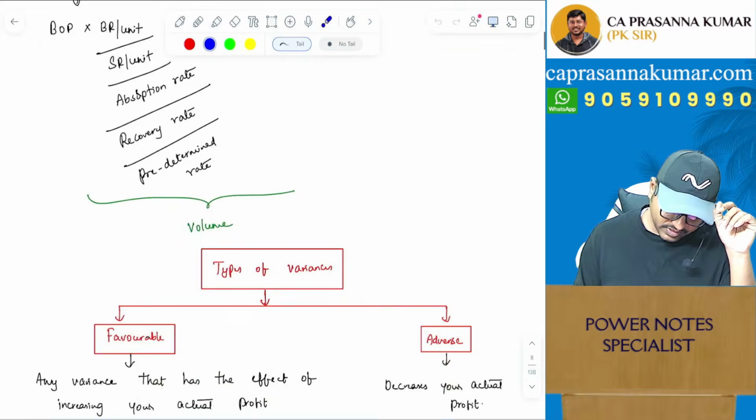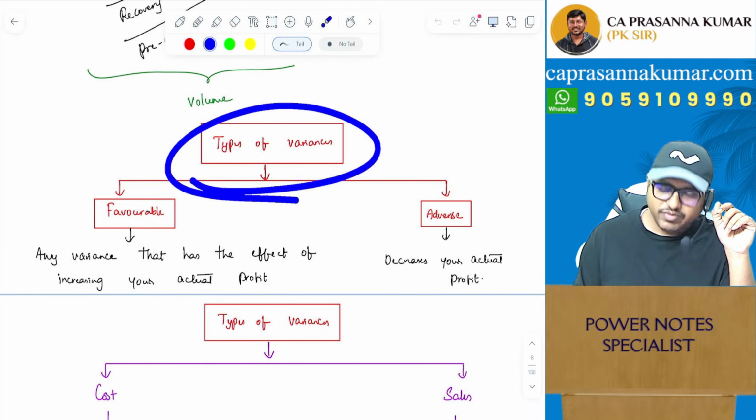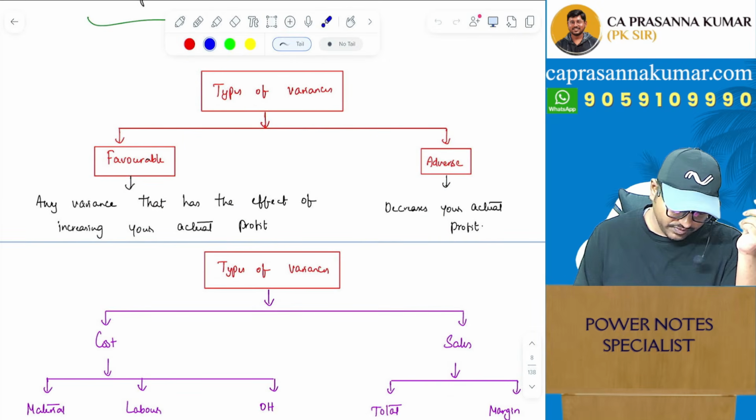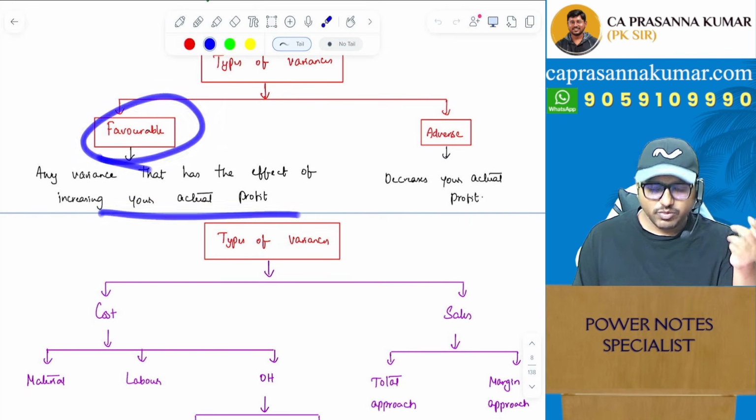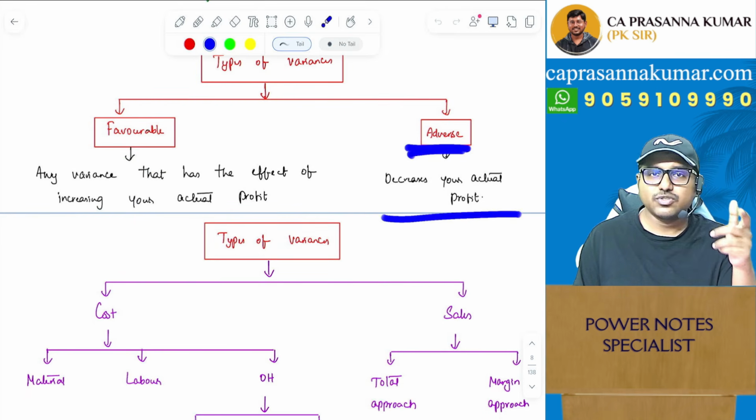Okay. Next, come to types of variances. How many types of variances are there? Two. Favorable, adverse. Why is it called favorable? Because it increases your actual profit. Why is it called adverse? Because it decreases your actual profit.